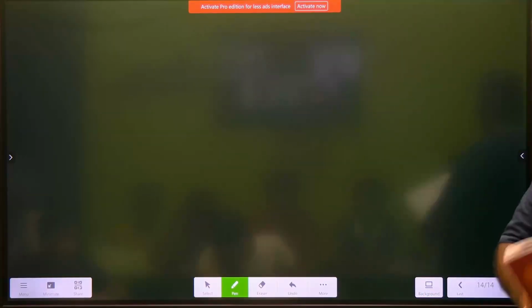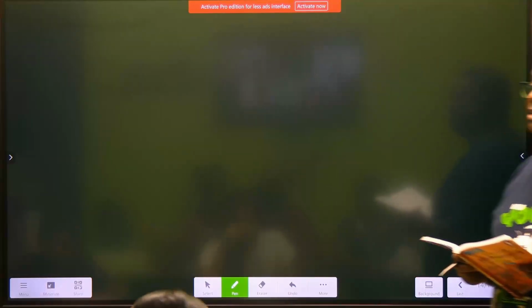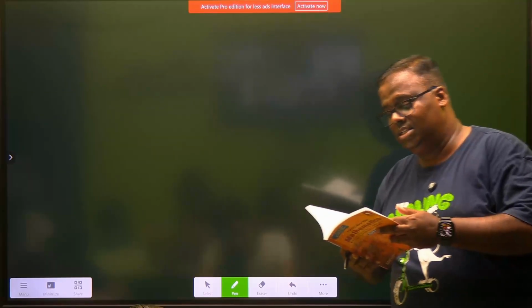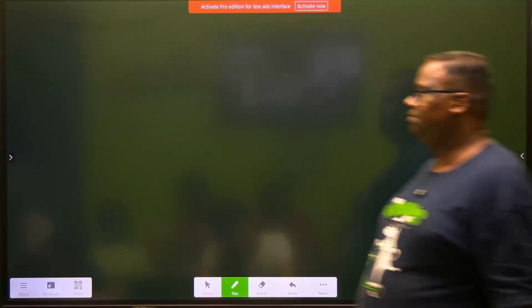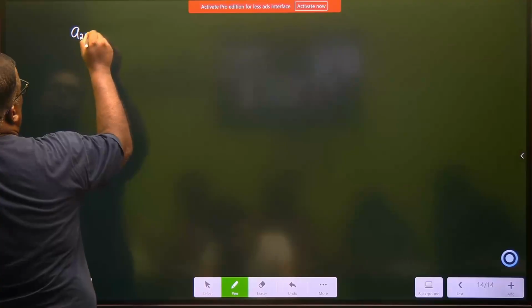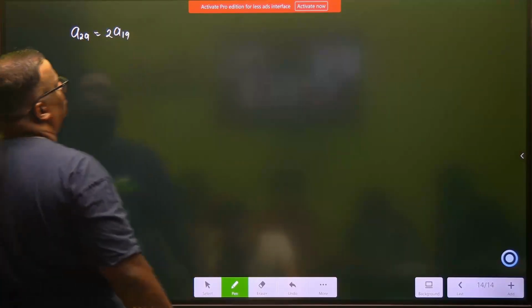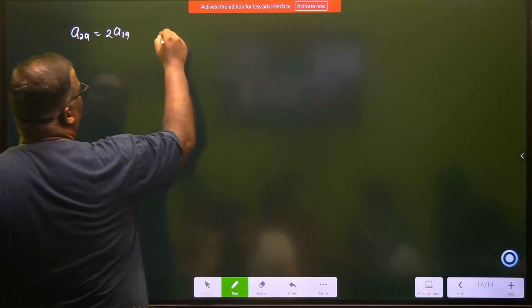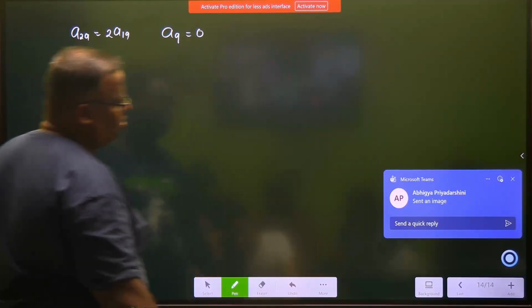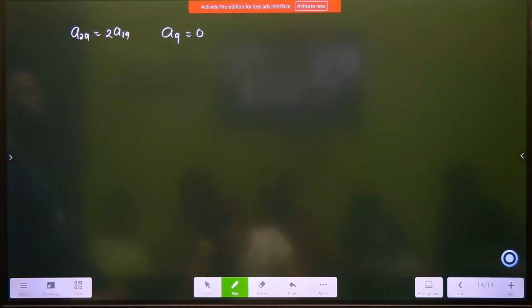अचानक जाके 0 हो गया ना. Ninth term is 0. Show that 29th term, that is A29, is double the 19th term. A29 is equal to 2 times A19. Have you understood? And you are given that A9 is equal to 0. How to solve it?